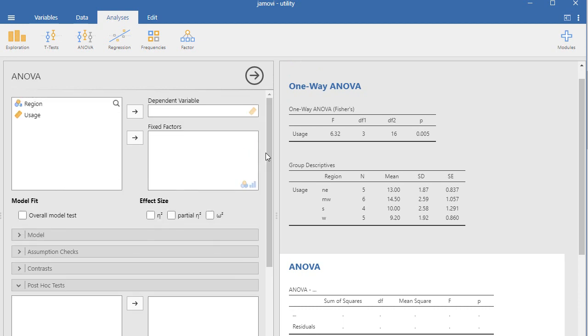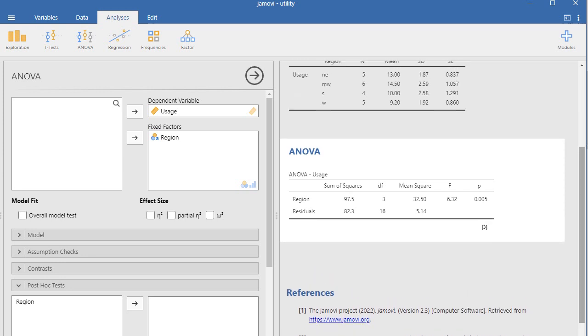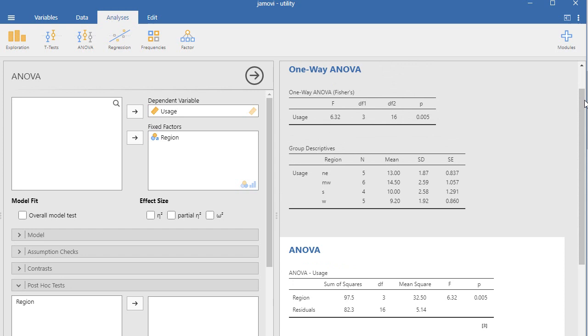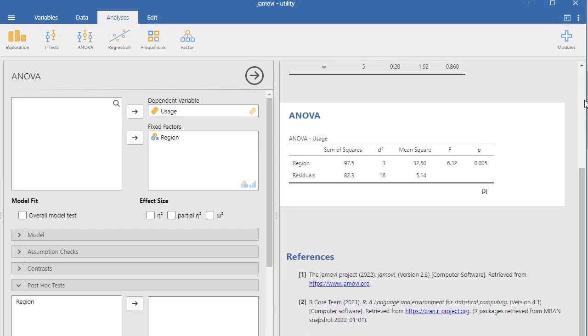So you'll get this dialog window. Region is going to be your fixed factor. Again, for you guys, it's going to be city. Usage is the dependent variable. And we can see down here that it has generated the ANOVA table. Notice it didn't total things up, but that's easy. You can just total these columns here. Notice we got that same p-value of 0.005 that we saw up here. So ANOVA will generate the actual ANOVA table. One-way ANOVA just gives our summary.